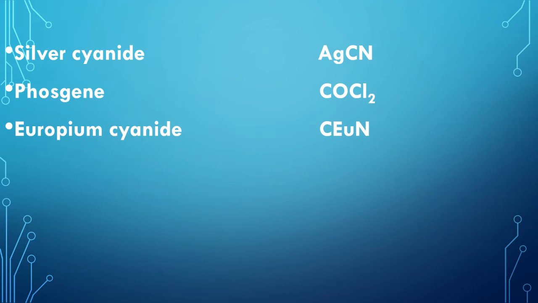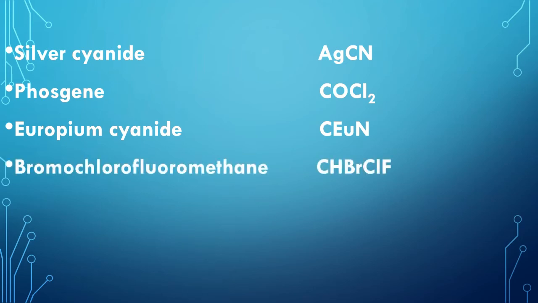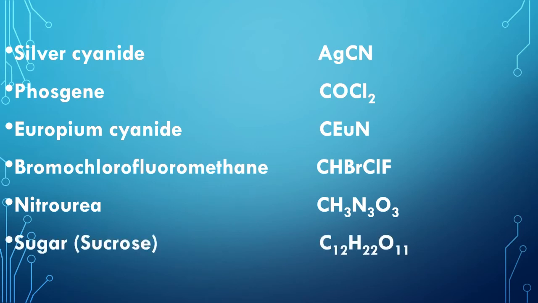Then we have bromochlorofluoromethane, which is CHBrClF. Then we have nitrourea, which is a very highly explosive compound. And then we have sugar or sucrose, which is C12H22O11. In addition to them, there are thousands of other compounds which we know, like carbon dioxide, carbon monoxide, methane, hydrocarbons, carbonates, and a lot more. So I'm not including them in this list, though I mentioned them right now.